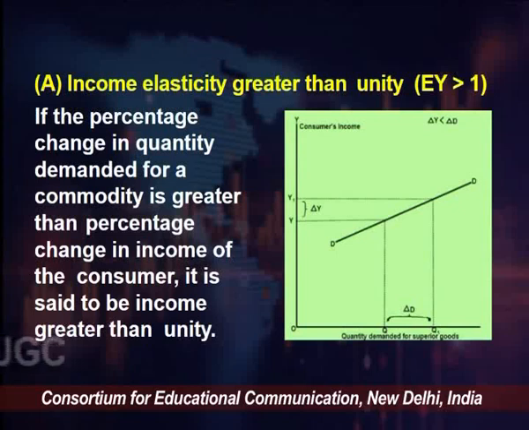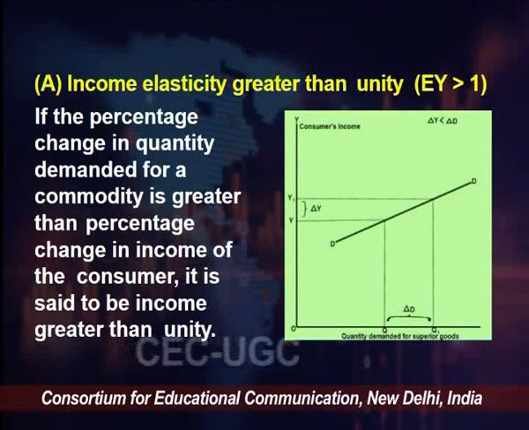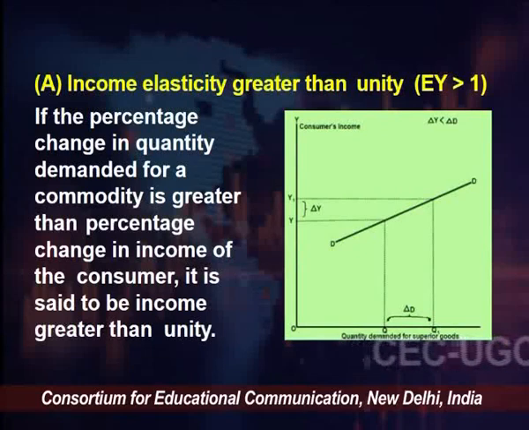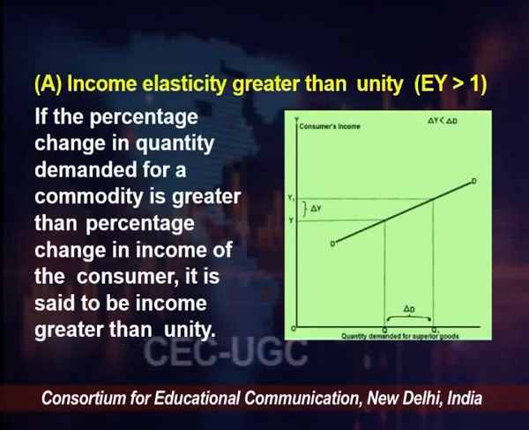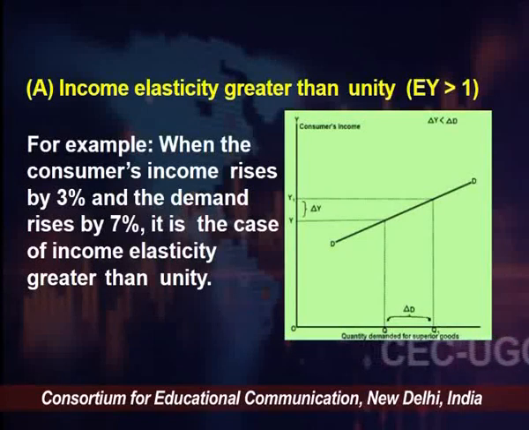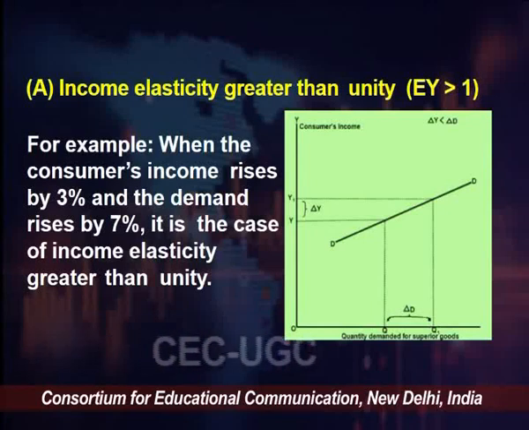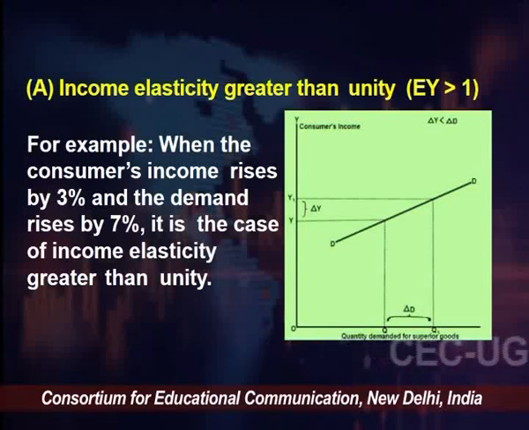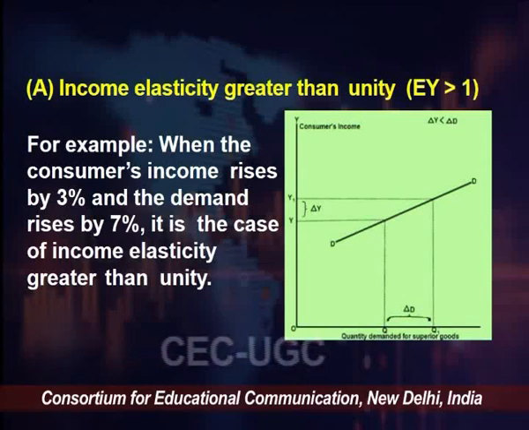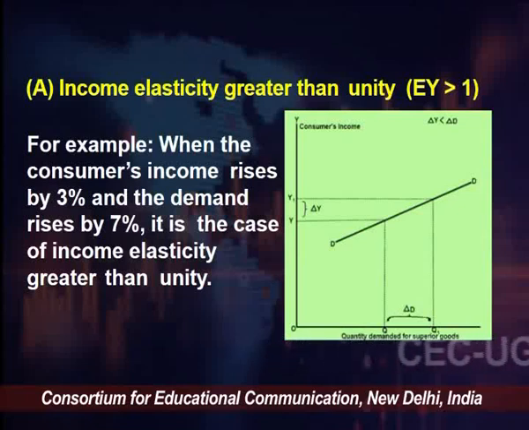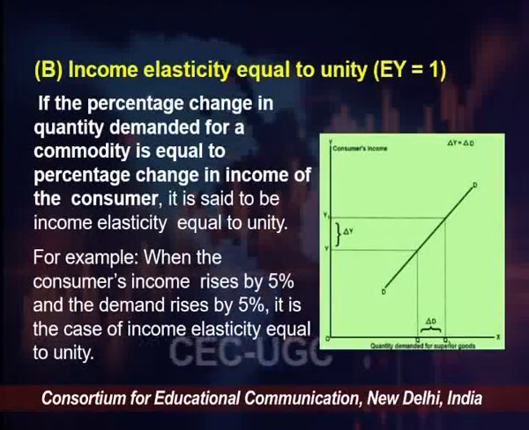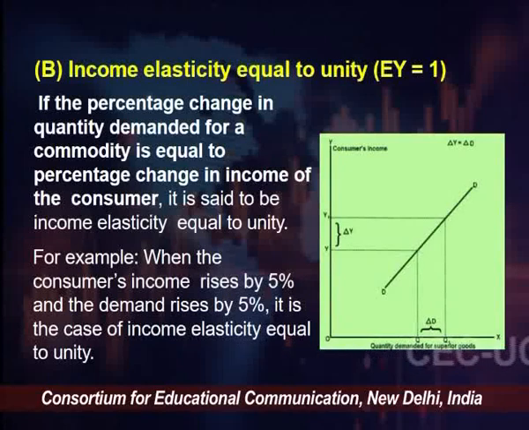If the percentage change in quantity demanded for a commodity is greater than the percentage change in the income of the consumer, then it is said to be greater than 1, because the numerator is more than the denominator here. For example, when the consumer's income rises by 3% and the demand rises by 7%, in that case income elasticity is greater than 1. Here you can see the graph is upward sloping. Why? Because there is a direct relationship between income and demand, not like price elasticity, because between price and demand there is always an inverse relationship. Now another case is when income elasticity is equal to 1. Equal to 1 means again the numerator is equal to the denominator.